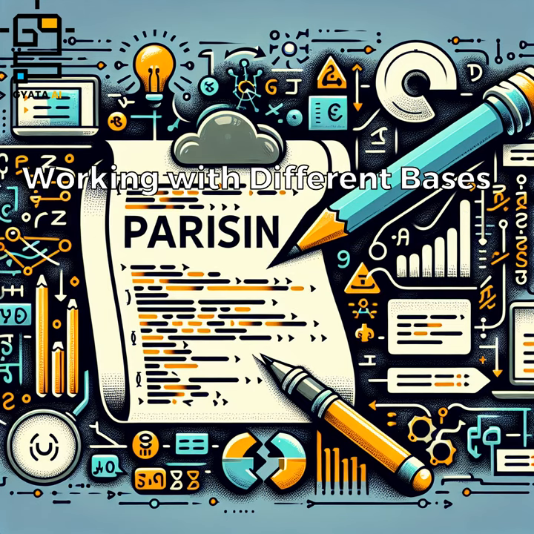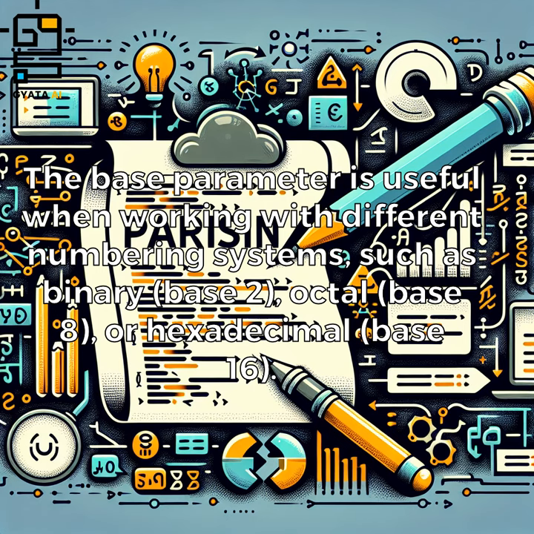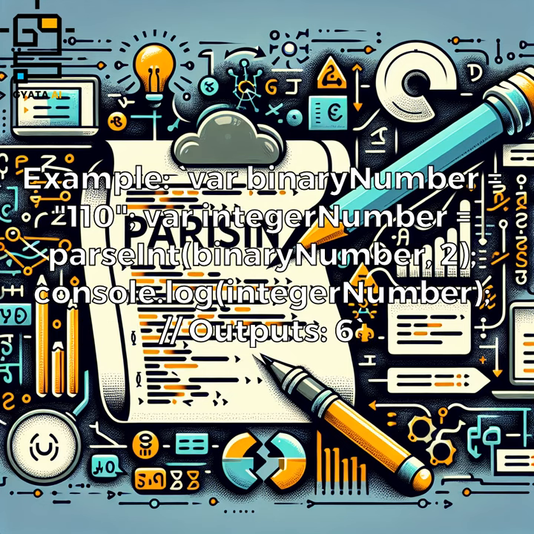Working with different bases. The base parameter is useful when working with different numbering systems, such as binary (base 2), octal (base 8), or hexadecimal (base 16). Example: var binaryNumber = "110"; var integerNumber = parseInt(binaryNumber, 2); console.log(integerNumber) outputs 6.